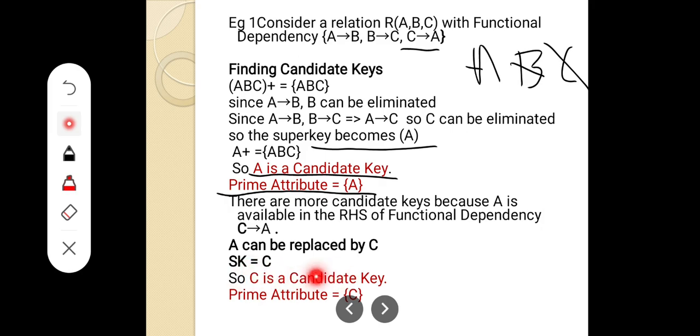Now is there any more candidate key? Is there any C available in the RHS? Yes, here it is there.